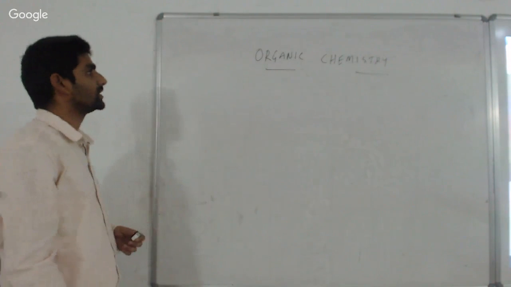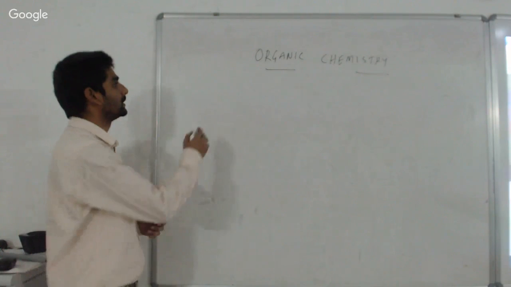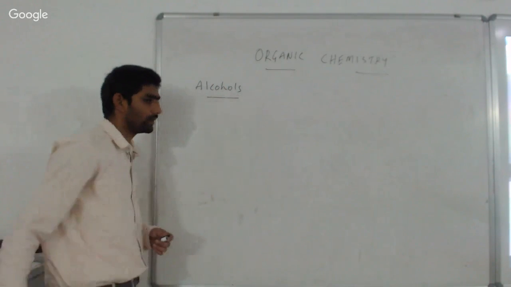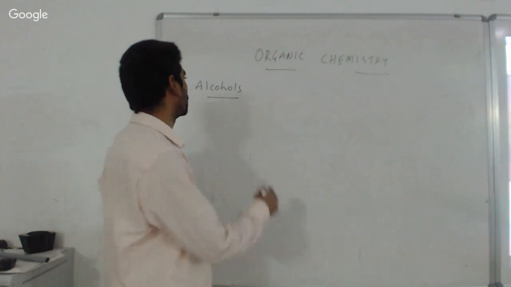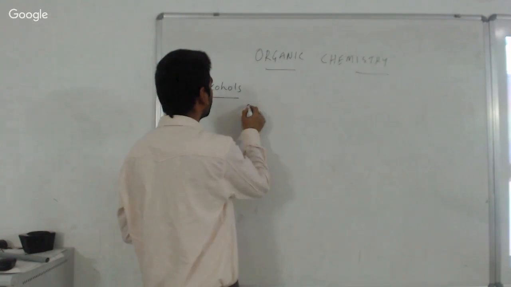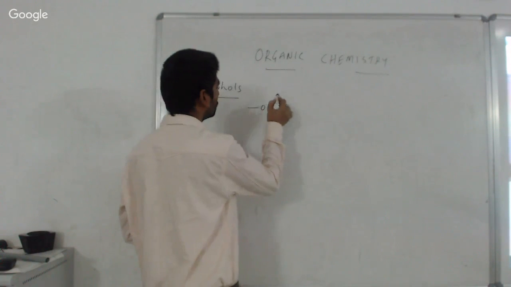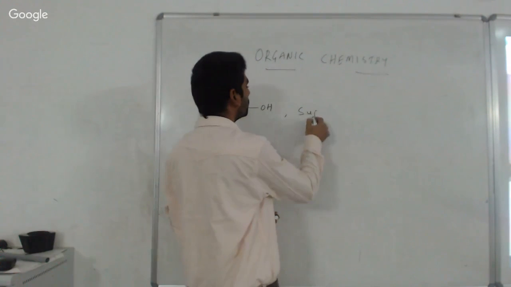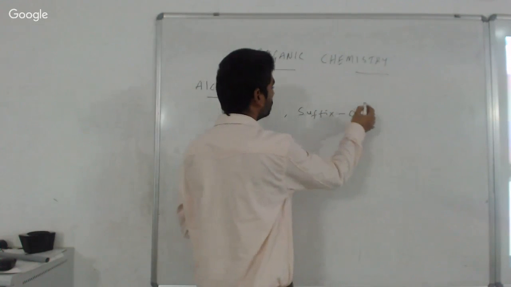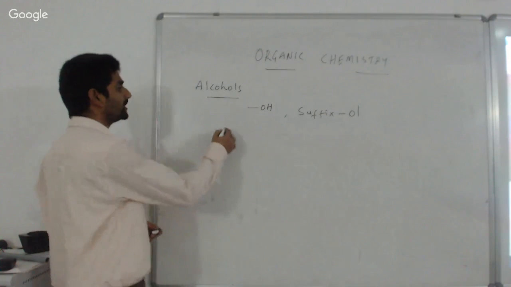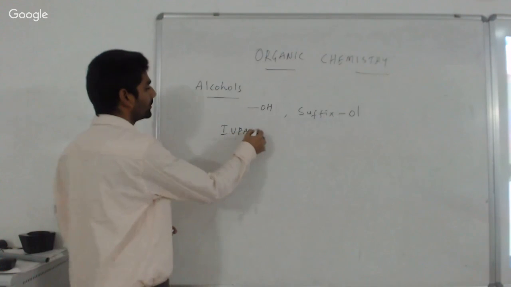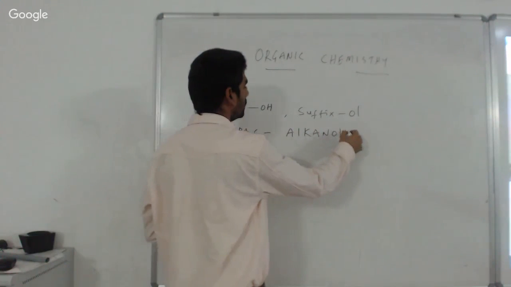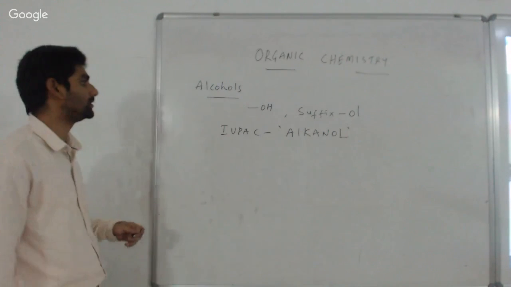Yesterday we discussed the nomenclature of halo compounds. We go for alcohols. The functional group of alcohols is OH. The suffix for alcohol is ol. The IUPAC name for alcohols is alkanol. Alkanol is the IUPAC name of alcohols.